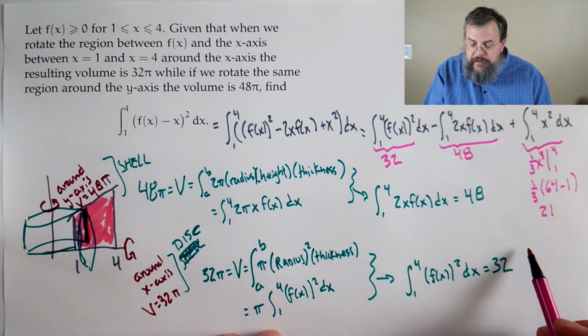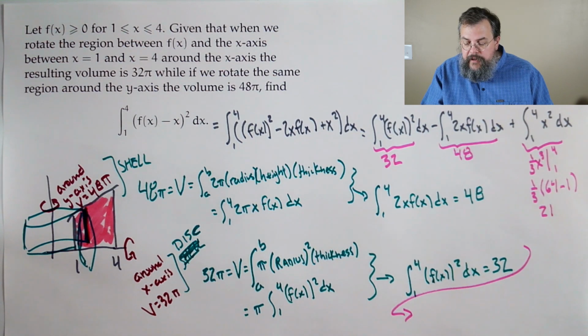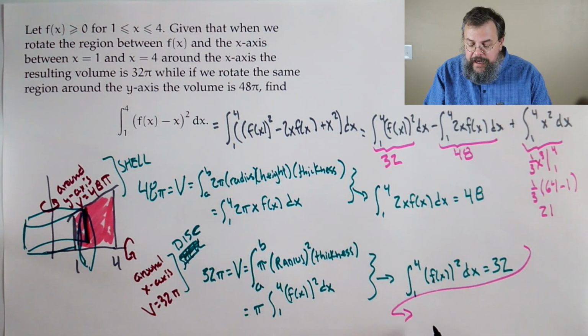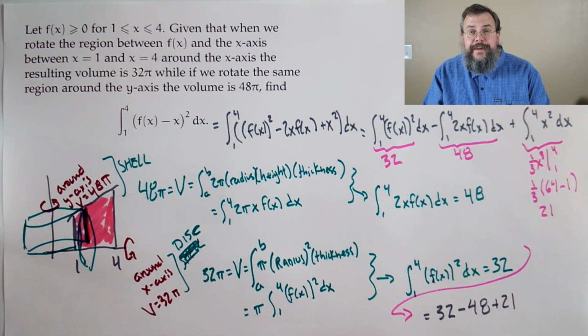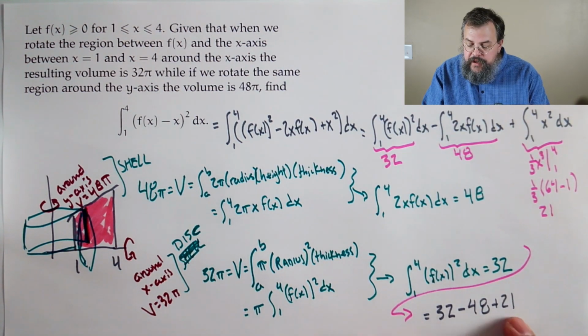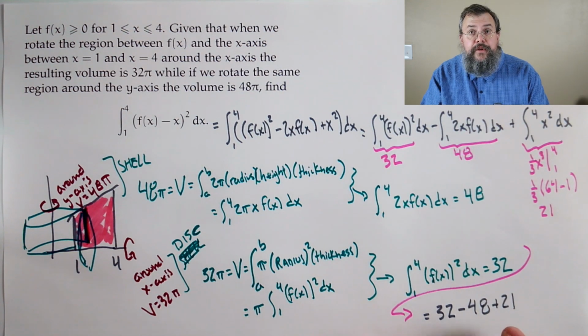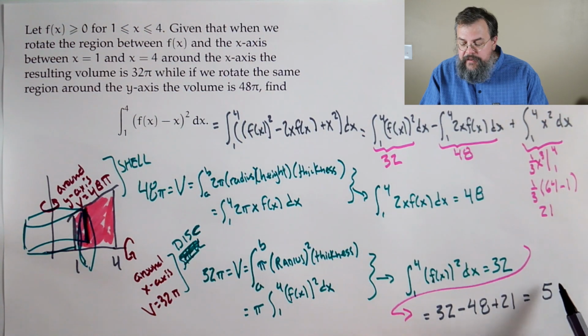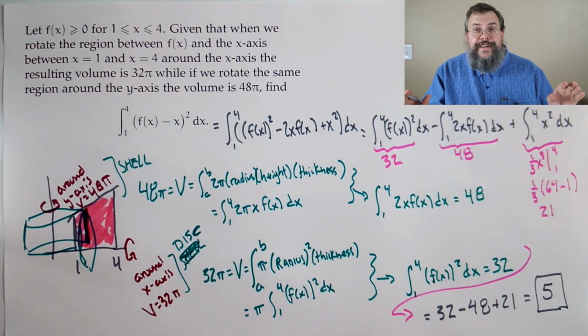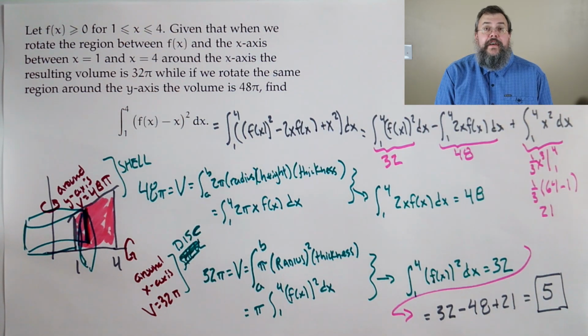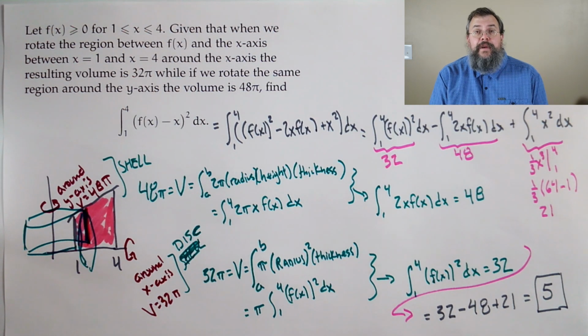So what do we have? We have, at the end, all our three pieces. So we have this is equal to 32 minus 48 plus 21. Well, 32 plus 21 makes 53. Subtract 48 gives us 5. And that's the answer.